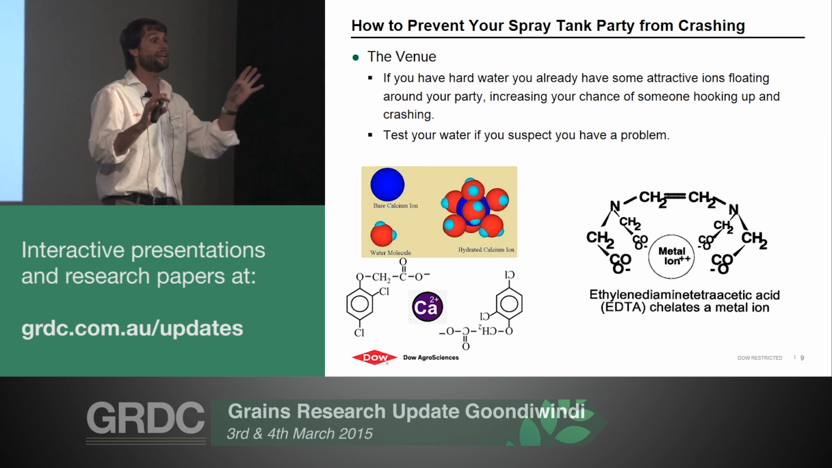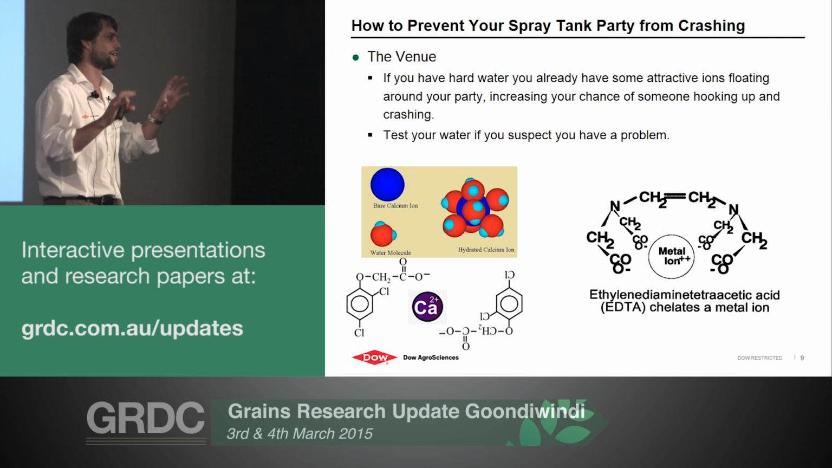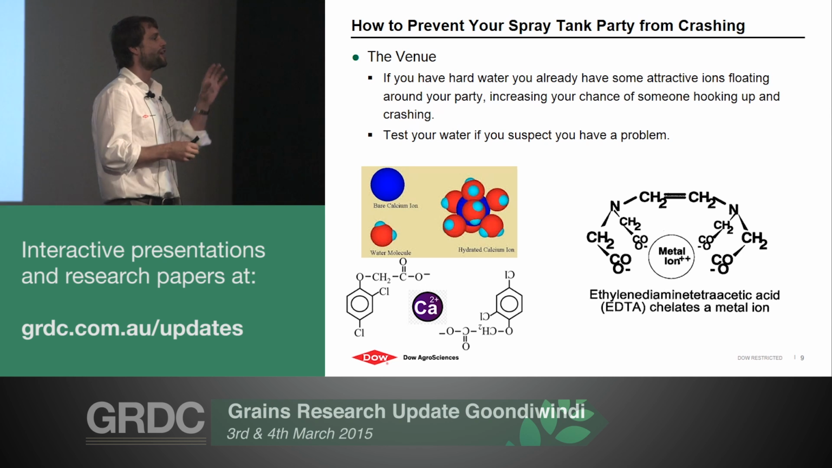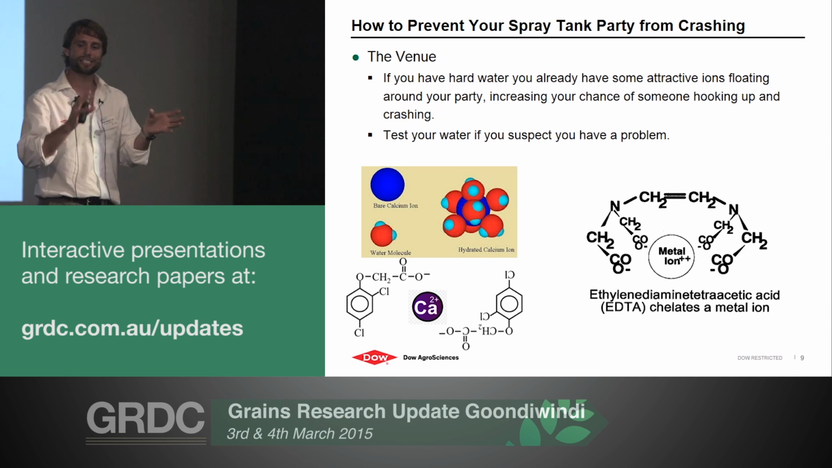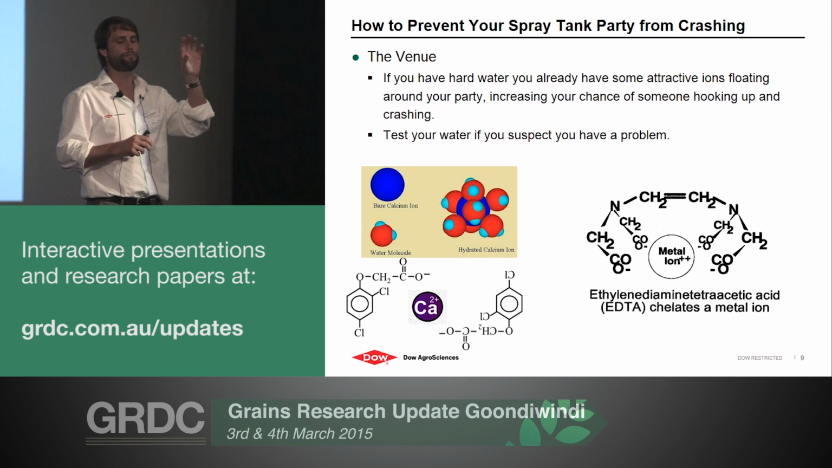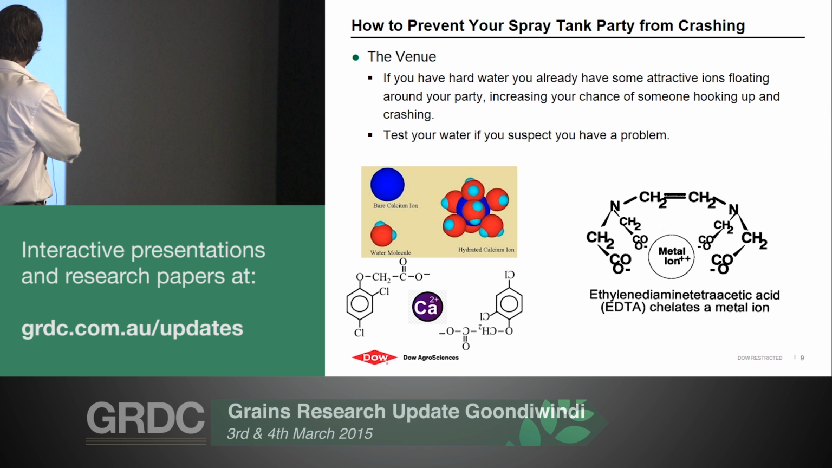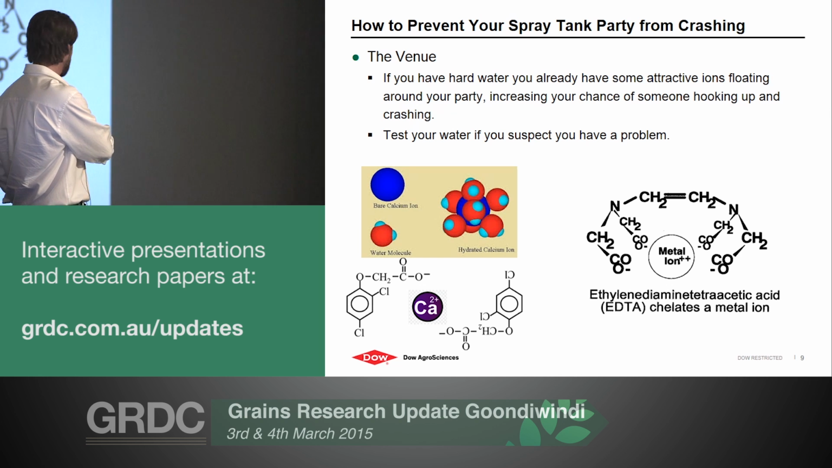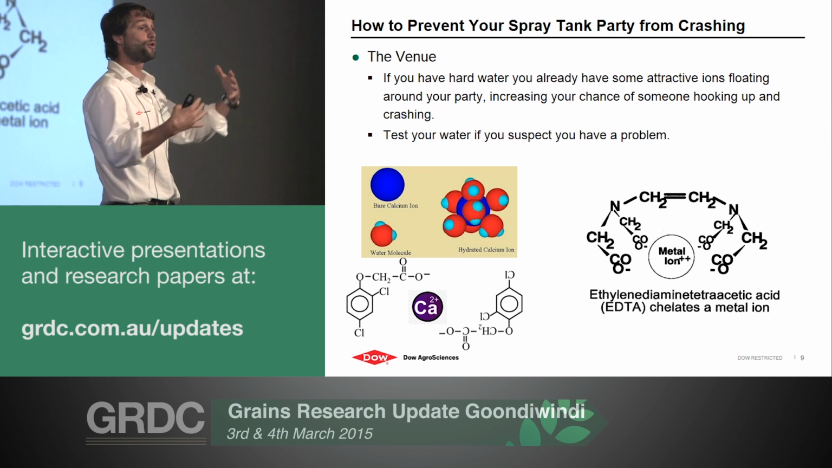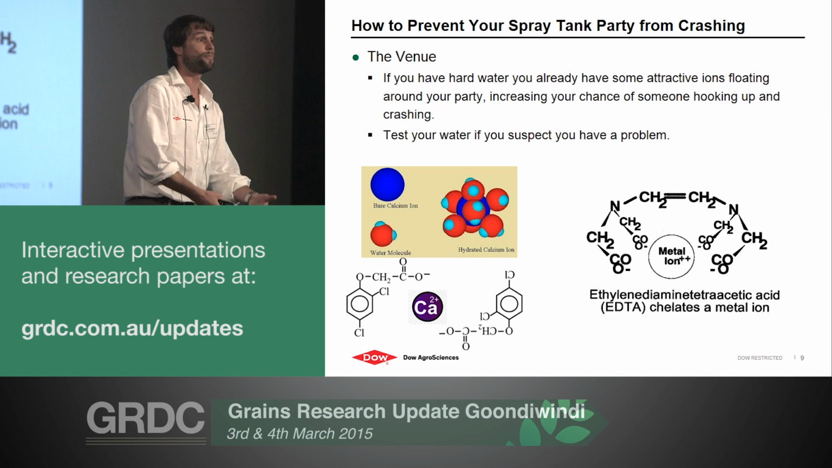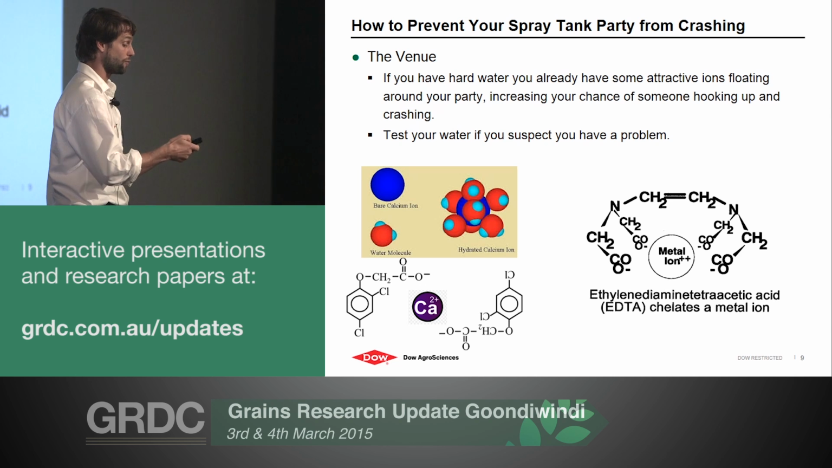You throw a party, you might have these attractive ions, kind of like those attractive ions in your water, the calcium and magnesium. These calcium and magnesium carry a very positive charge, and they can interact with your 2,4-D in this situation and create a half salt. Half salts of 2,4-D aren't very soluble. They'll drop out of the spray tank and start blocking your filters.